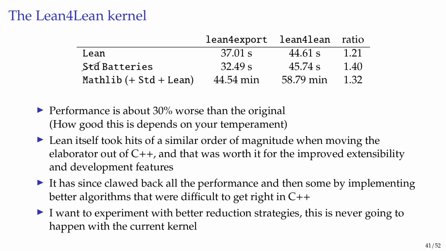Lean 3 was taking 6 hours to compile mathlib. It's now taking like 1 hour. This is because of algorithmic improvements that were made possible by making it easier to write the kernel itself, or the system. And would you say it was a mistake to start in C++ in the first place?